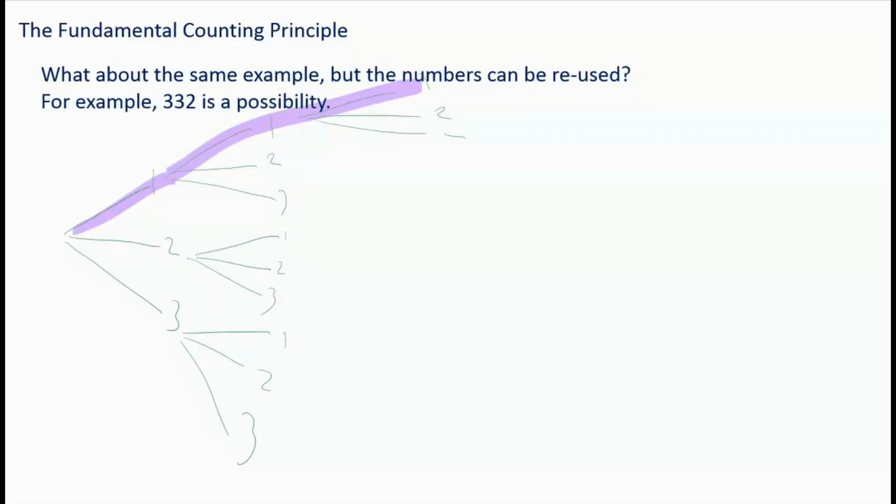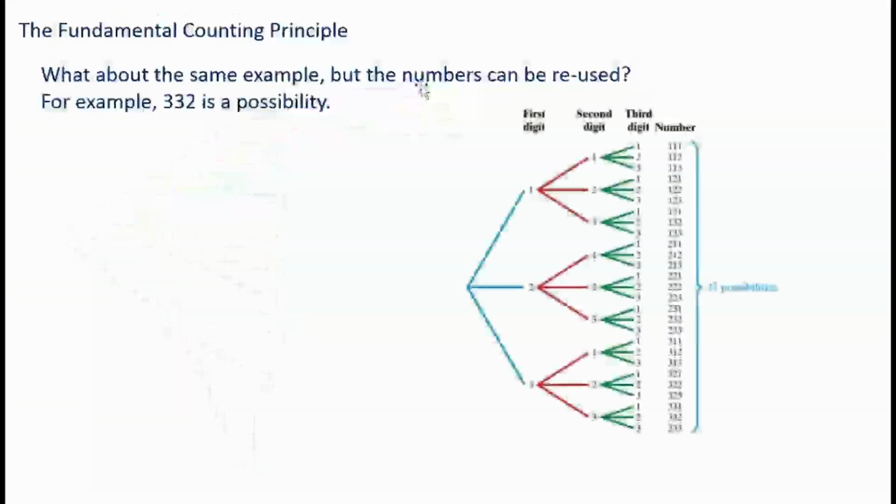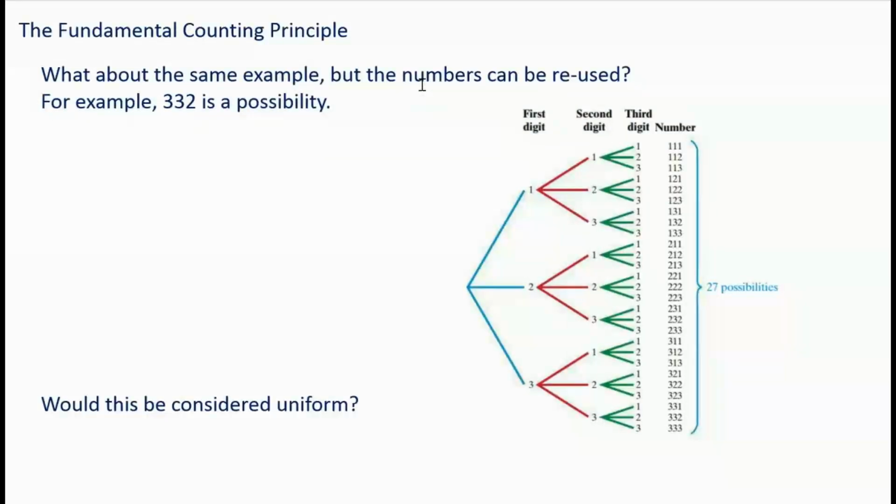Now again, rather than trying to keep this all organized because you've seen it before, I'm just going to pop up the digital version of this, and there it is. Notice there's 27 possibilities. That's a bunch of possibilities. But the question is this uniform? Well, yeah, absolutely it's uniform. You know why? Because the second task, which is picking the second digit, is 3 options no matter what you picked first. If you picked a 1 first or a 2 first or a 3 first, it doesn't matter.